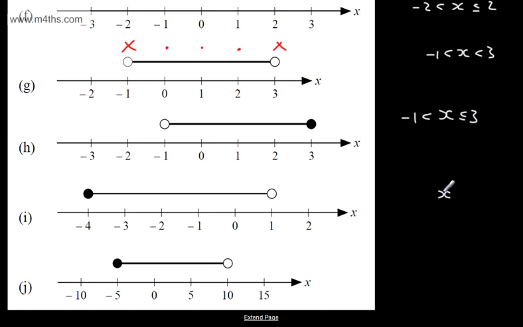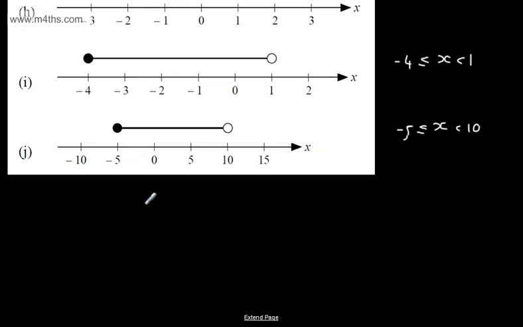This one we're going to have x is going to be equal to or greater than -4, yet in turn strictly less than 1. And then finally we're going to have on here that x is going to be equal to or greater than -5, yet in turn strictly less than 10. So that's what we've got. So let's go ahead and do some for ourselves. Let's just draw a basic number line. Often in exams you'll be given them. So let's go ahead and do this one. X is going to be equal to or greater than +5.